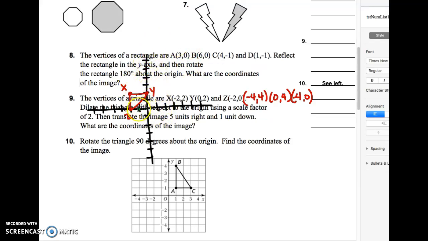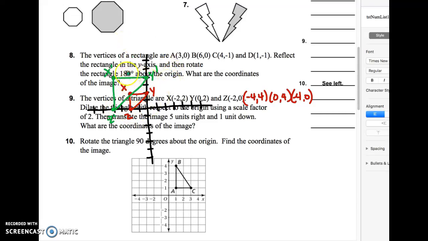So negative 4, 4. I'm going to go left 4 and up 4. That's going to be x prime. Then 0, 4 over 0, up 4. That's y prime. And z prime is negative 4, 0.